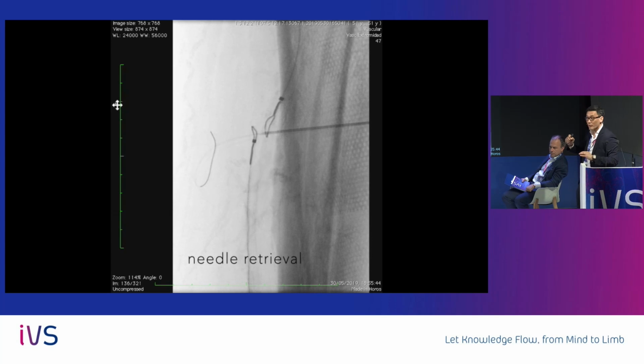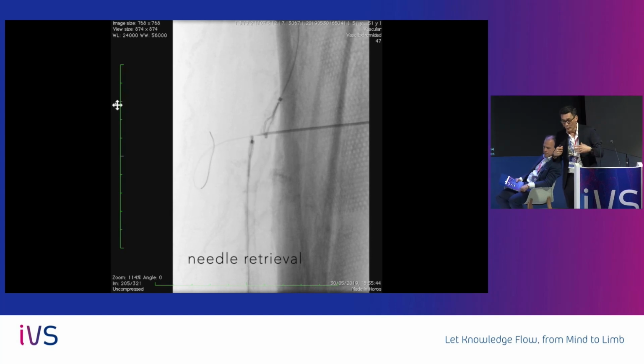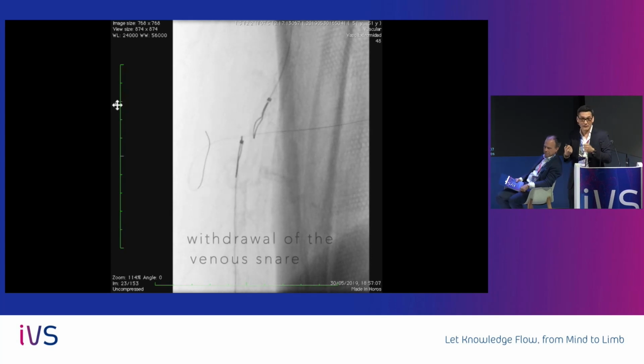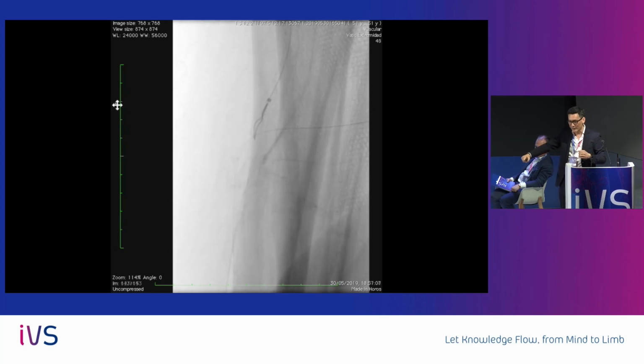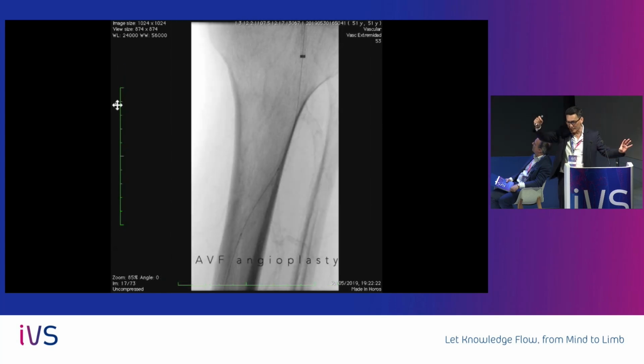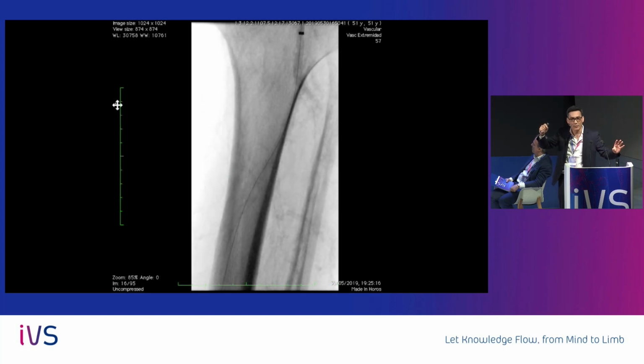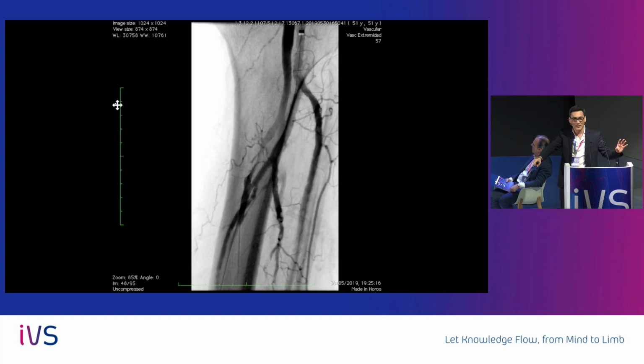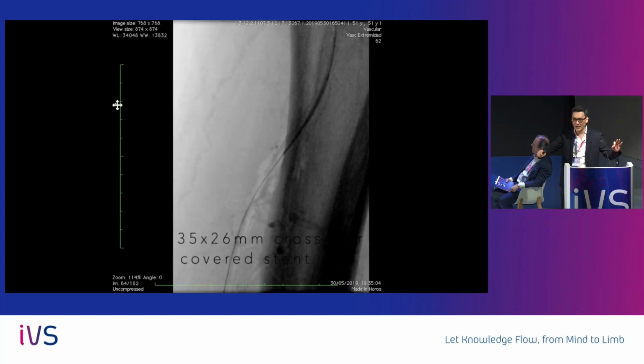Then we retrieve the needle, we close and retrieve the venous snare and externalize the wire at the level of the ankle on the venous side, and we also externalize the wire at the level of the groin on the arterial side. And we have this connection, and we secure it with balloon angioplasty. And look at this, no leakage, no bleeding at all.